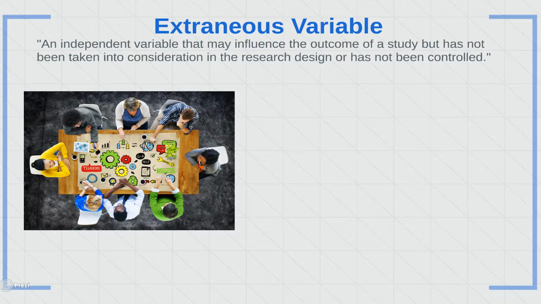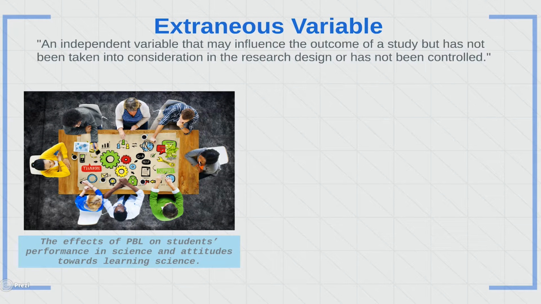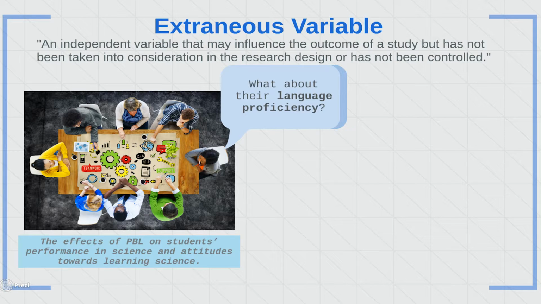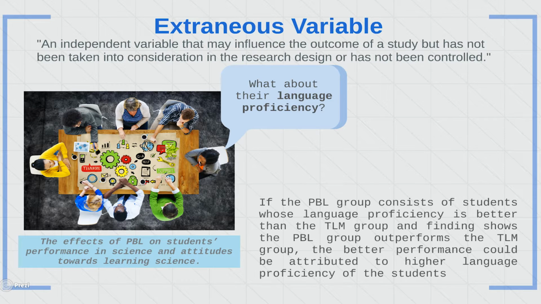For example, in the study on the effects of project-based learning, PBL, on the students' performance in science and attitudes towards learning science, one independent variable, that is, language proficiency of the students, has not been taken into consideration. If the PBL group consists of students whose language proficiency is better than the traditional lecture method TLM group, and when the finding shows the PBL group outperforms the TLM group, the better performance could be attributed to higher language proficiency of the students.